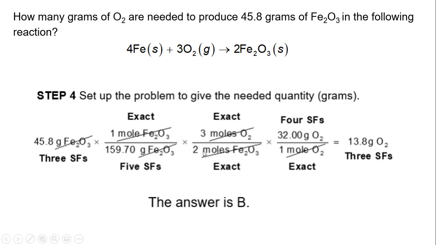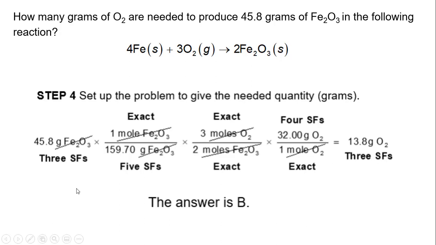Now we need to cancel iron 3 oxide. We need to get to moles of oxygen. This is our stepping stone. So we cancel this out. That leaves us 3 moles of oxygen. And now we're going to use the molar mass of oxygen. And that will get us our 3 sig figs of 13.8.